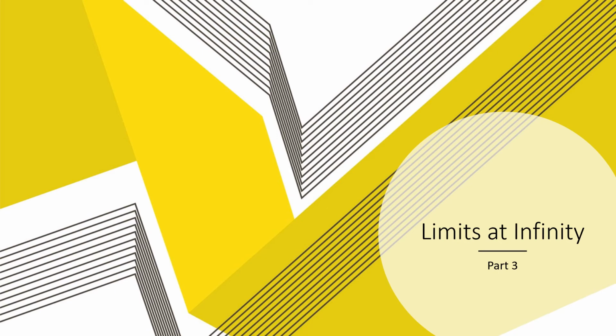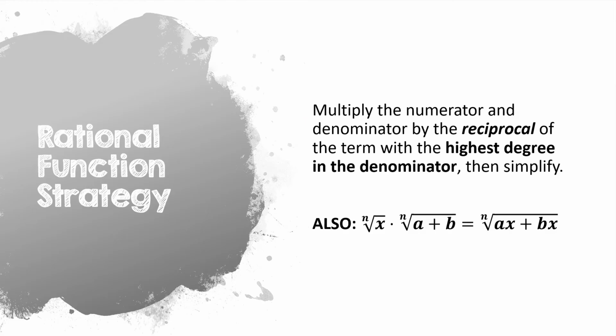Limits at infinity, part 3. The strategy for evaluating limits at infinity of rational functions is to multiply the numerator and denominator by the reciprocal of the term with the highest degree in the denominator, then simplify.